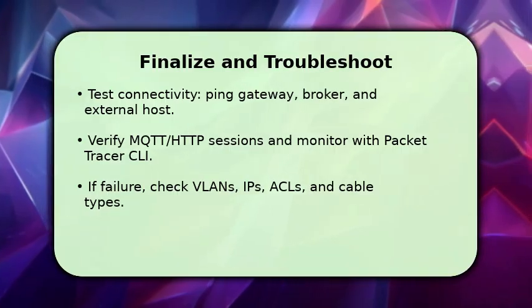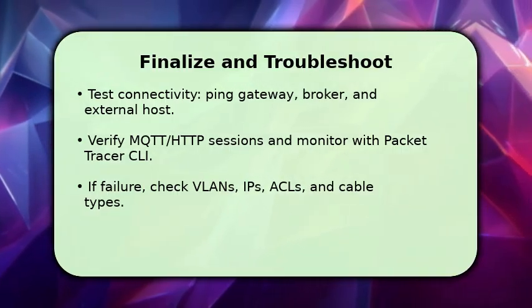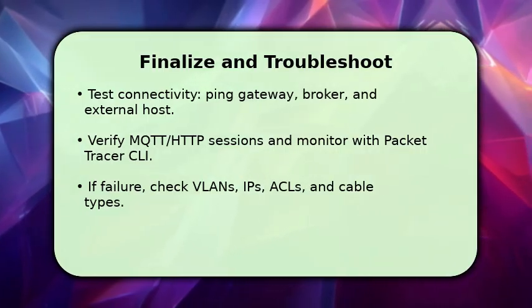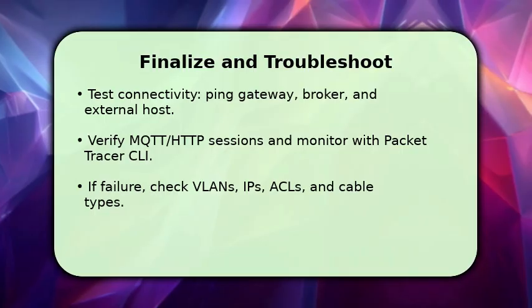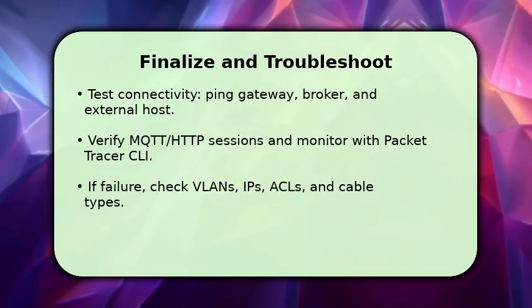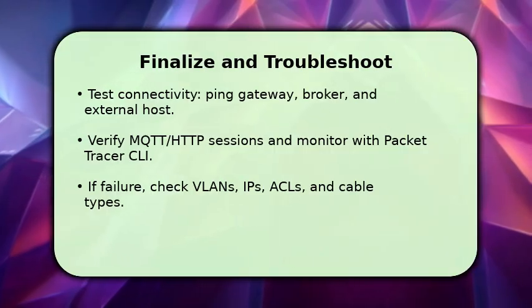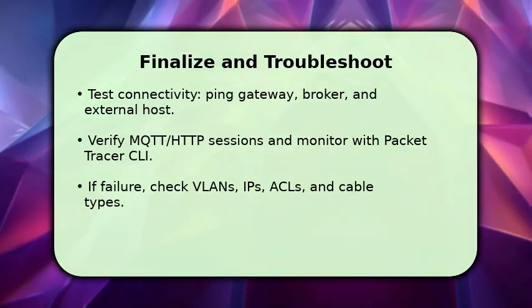If something fails, immediately check VLAN membership and interface IPs, then inspect ACLs and NAT rules because these commonly block traffic. A quick cable swap to confirm correct port types is also effective. Finally, rerun pings and application tests until behavior is normal.